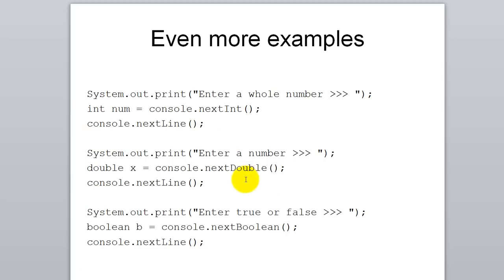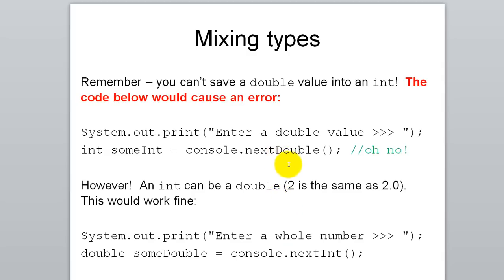Here are a few more examples, although the point should be clear to you by now. Don't worry too much about booleans. And be careful about mixing your data types. If you say some int is an integer data type, and then you try to get a double from the user, you're going to have a problem here. You can't put a double into an integer. However, you can put integers into double. Remember that you can put a 2 into a double. It just stores it as 2.0. So if you use nextInt, you can grab that integer, and it's still okay to store it in a double. So you can move one way, but you can't move the other way. Just be careful about that.